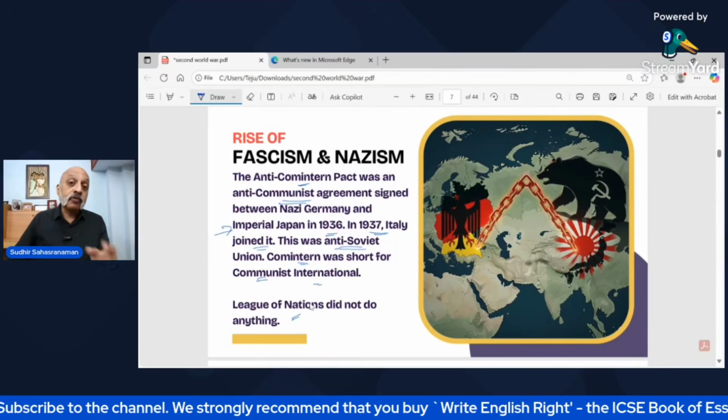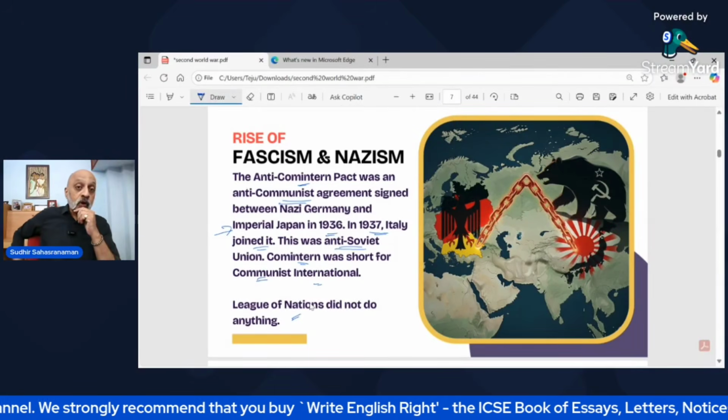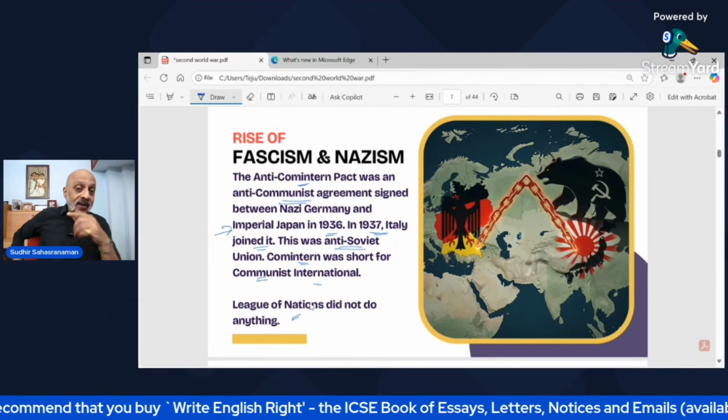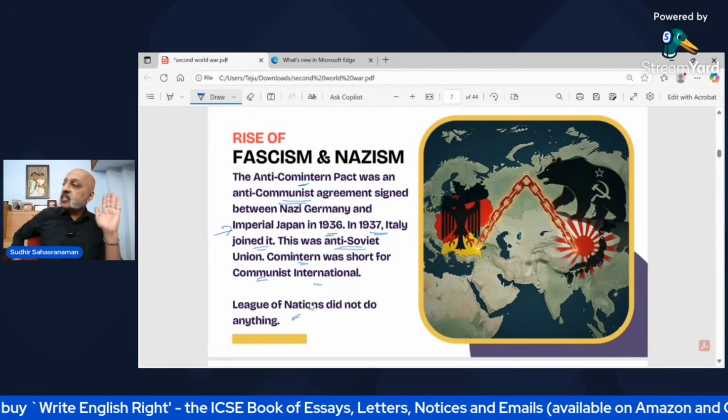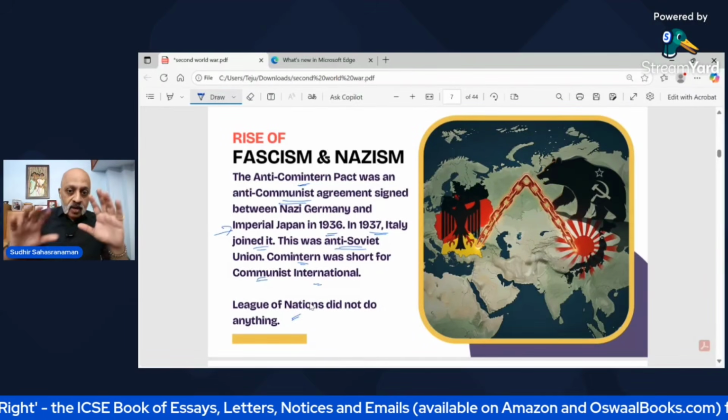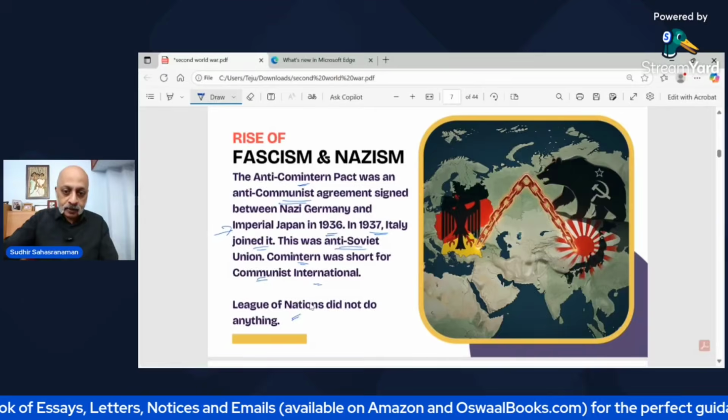And the League of Nations, which was set up after the First World War under the Treaty of Versailles in 1920, did not do anything. It just turned a blind eye to it. So this was something important which happened.